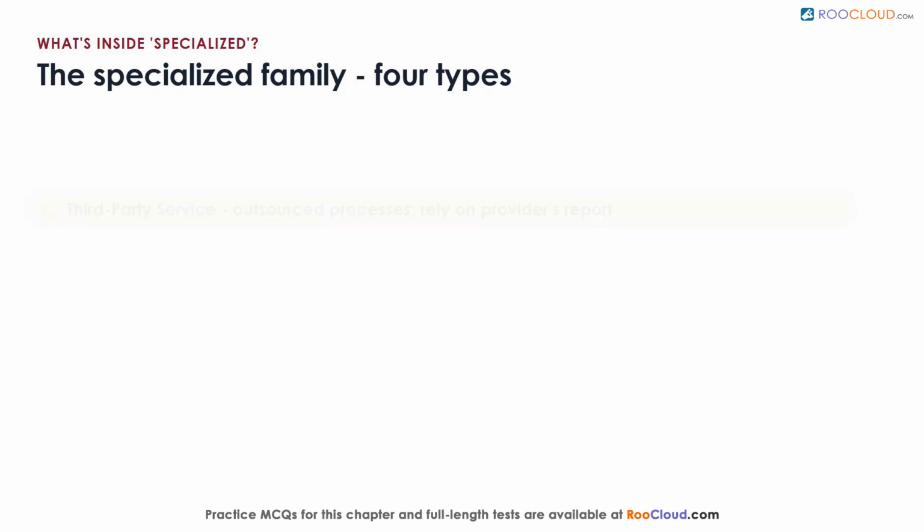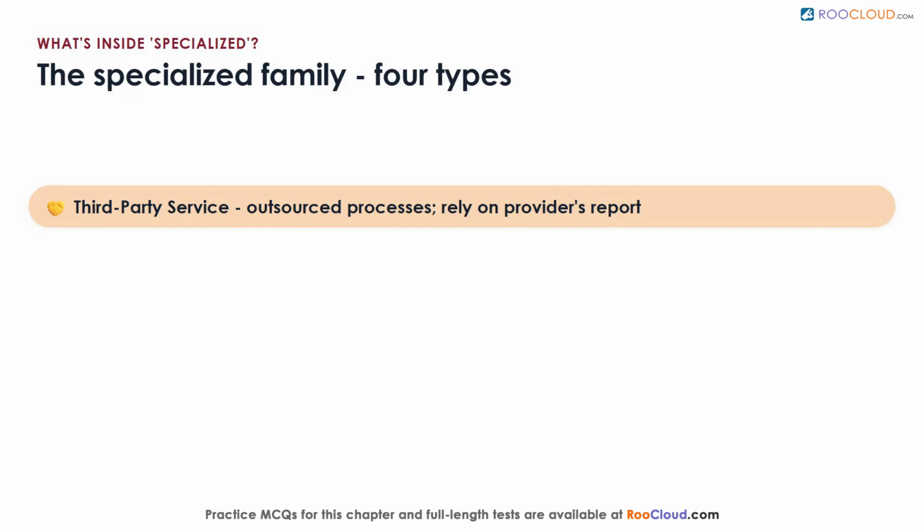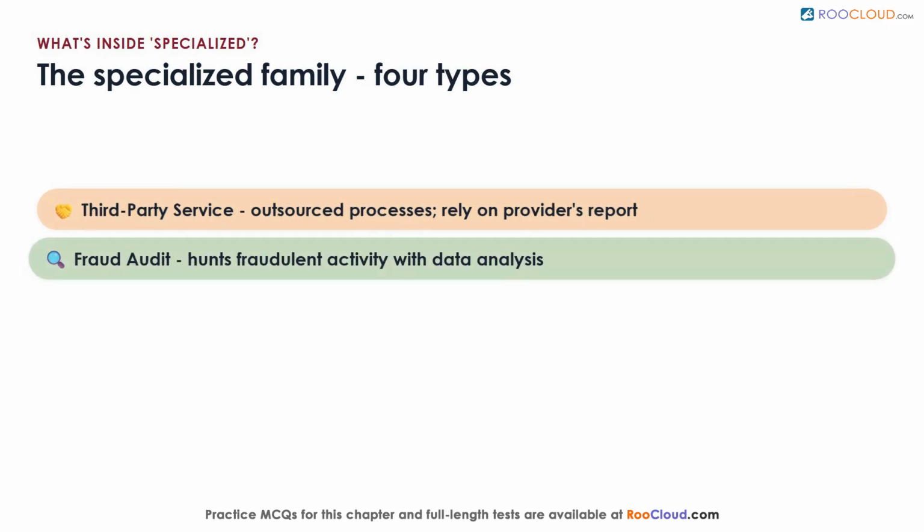What is a third-party service audit? It examines processes you have outsourced to a provider. That provider might even operate in another country. A service auditor issues a report on their controls. You can then rely on that report in your own work. What is a fraud audit? It hunts for fraudulent activity directly. Auditors use data analysis to expose schemes.